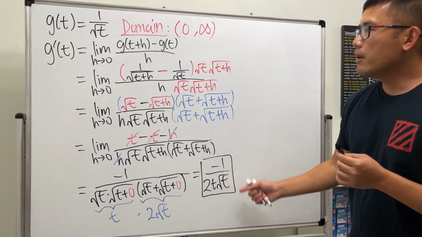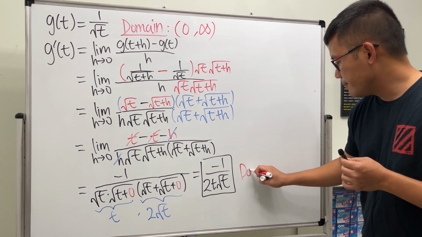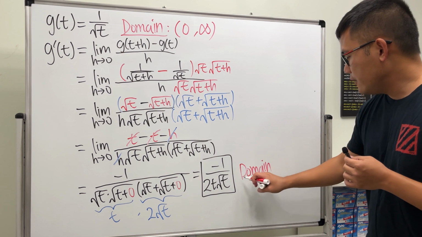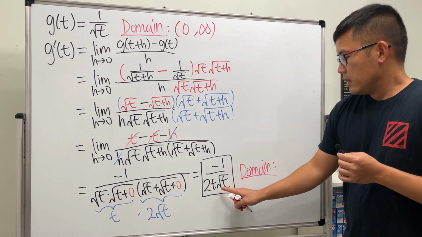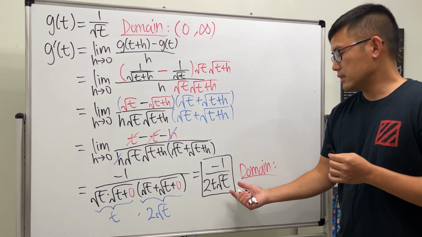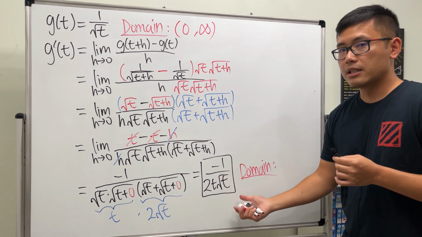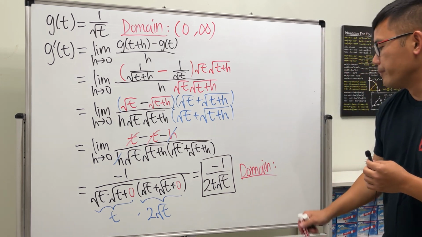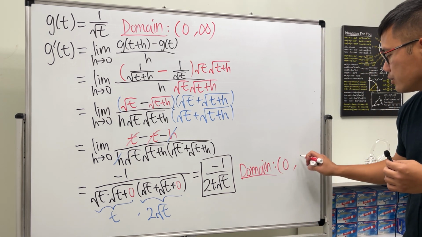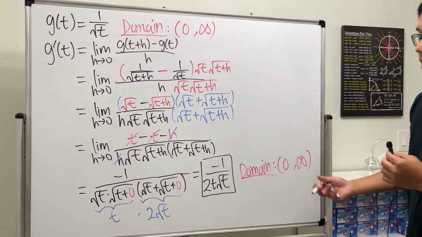Alright, and now, for the domain of this thing, in fact, we have the same thing, right? T inside of the square root, so that means t has to be greater than or equal to 0, but we also have the t on the bottom, so we cannot have the 0 anymore. So the domain is also 0 to infinity. That's it.